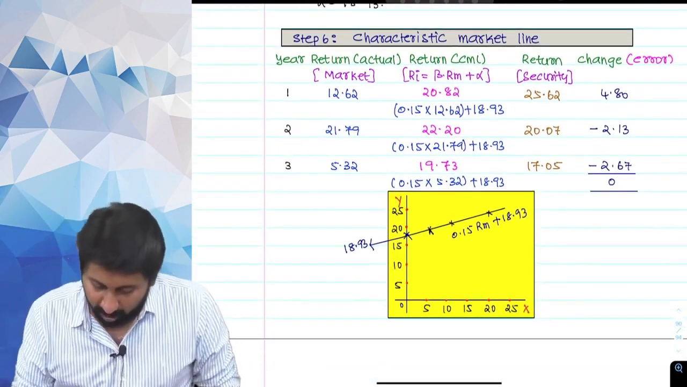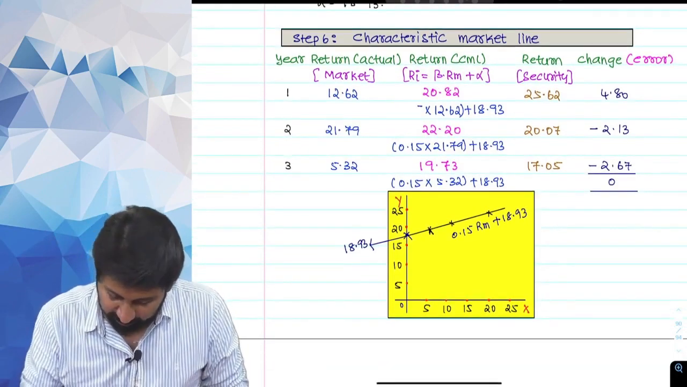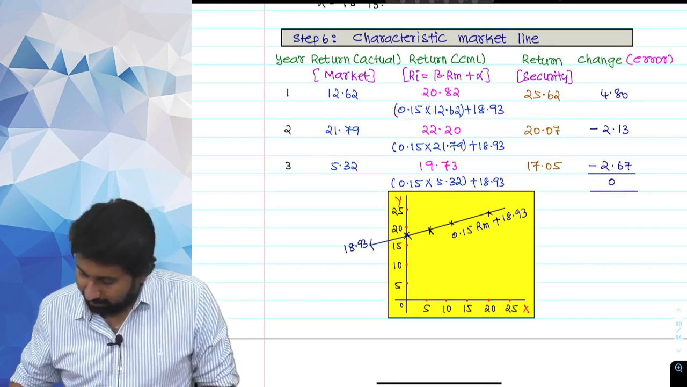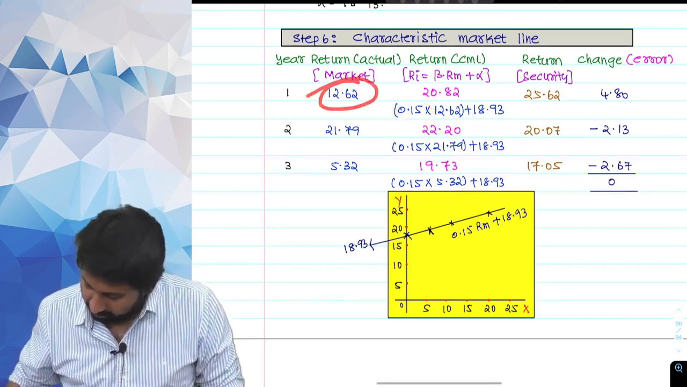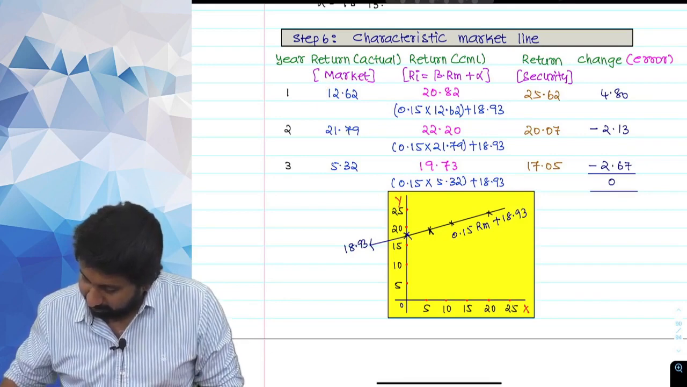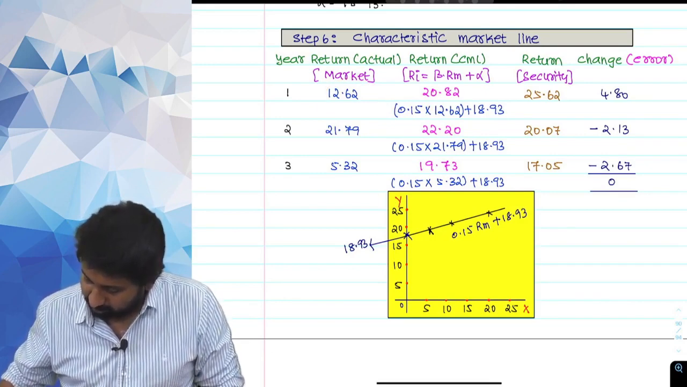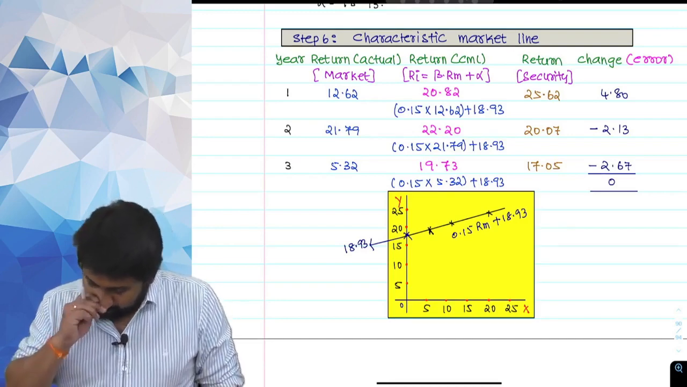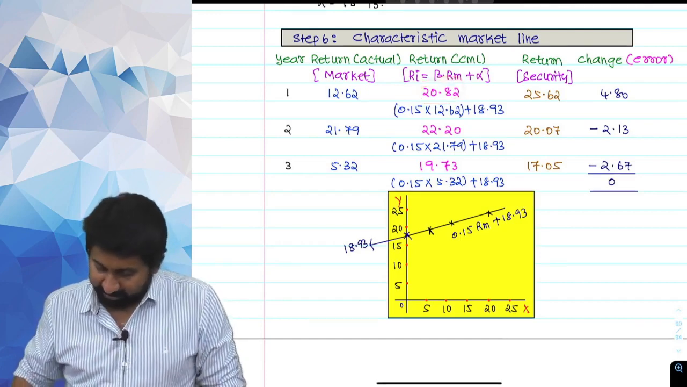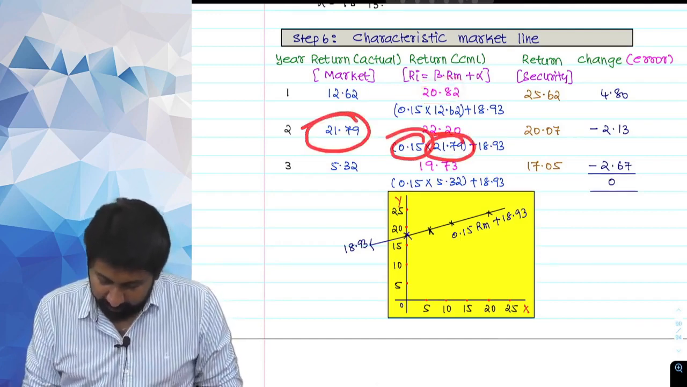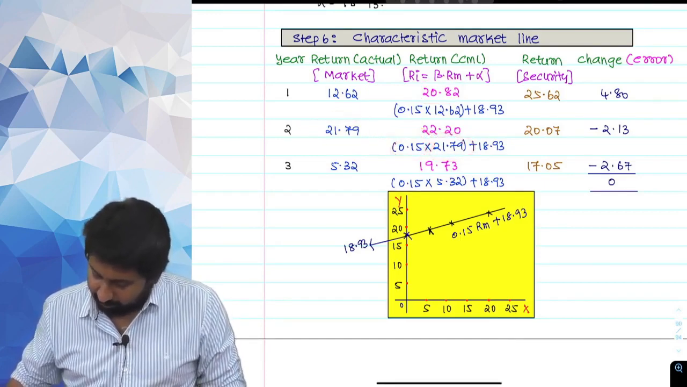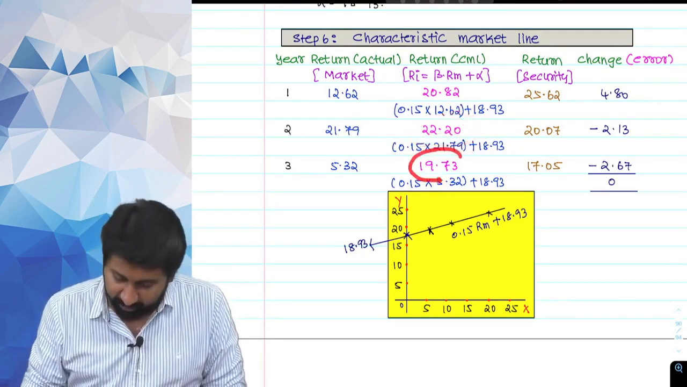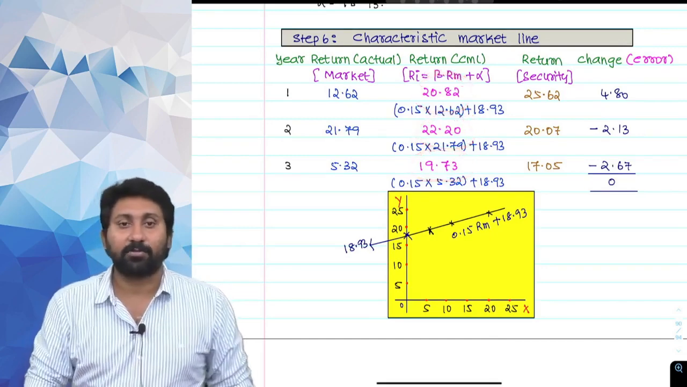Tell me now, how much is the beta? We already calculated it. How much is the beta? 0.15. Beta into what is the rm? 12.62. 0.15 into 12.62, plus 18.93. How much is the answer? 20.82. Next, beta rm plus 18.93. How much? 22.20. Like that we calculated. Now tell me, these three are called what?